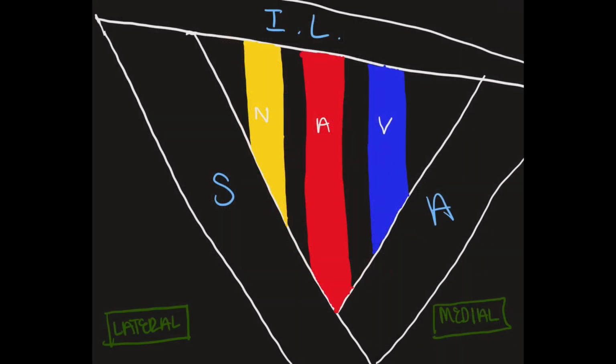Here is a diagram that I drew to help with our understanding of the component parts of the femoral triangle. As you can see, this is our right thigh again. Our sartorius, adductor longus, and our inguinal ligament are creating the borders of this femoral triangle. And once again, here is a closer look at the femoral nerve, femoral artery, and femoral vein that are passing through this space.